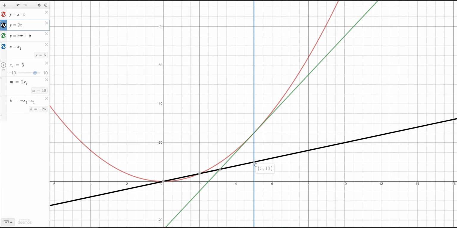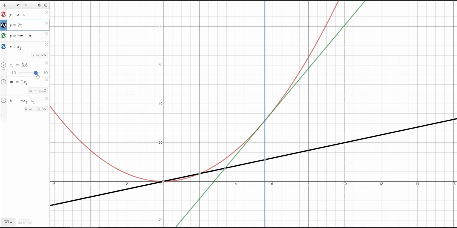At x equal to 5, the derivative of x squared is 10. The derivative should match the slope of our green line tangent. And yes, it does. Therefore, if we can find the tangent line to the red graph using code, we can then use its slope as the derivative of the given x value.